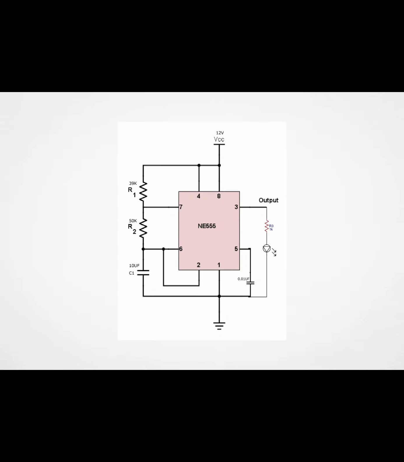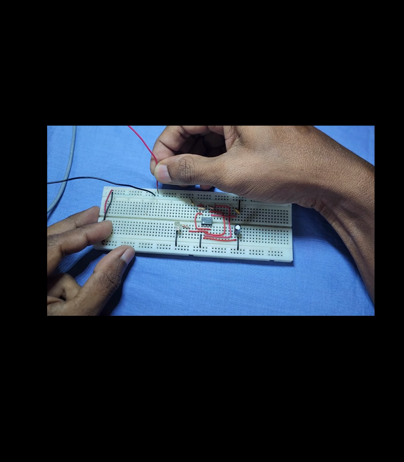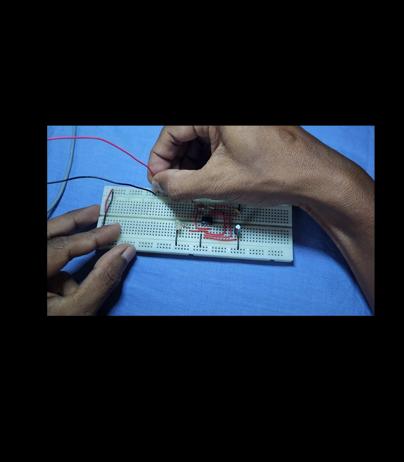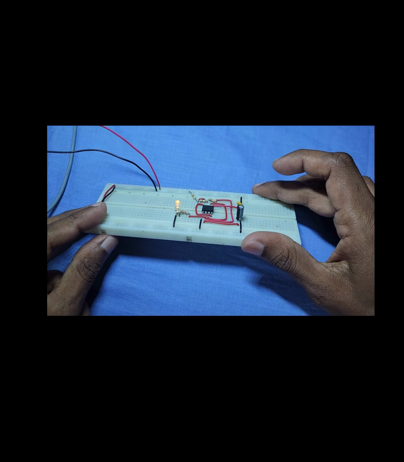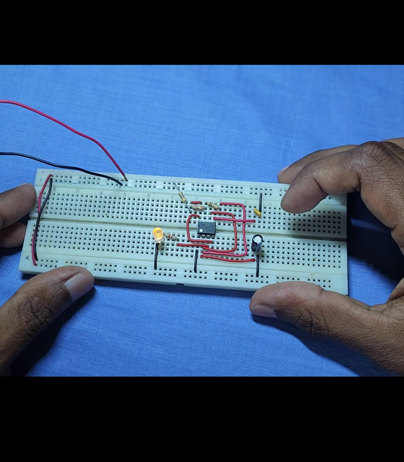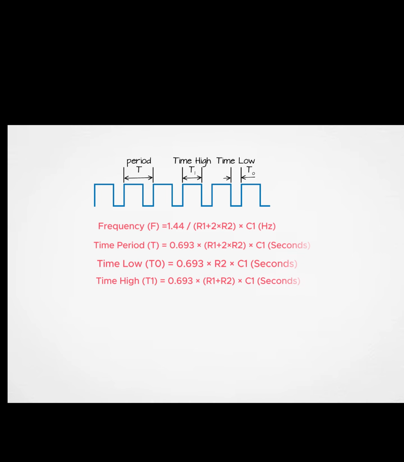Finally, the last mode of operation of this IC is the astable multivibrator, or we can say, an oscillator. It generates a square wave output, which means the output of the IC continuously varies on and off without any external trigger. Let's test the circuit. When I connect the power supply, the LED starts blinking. The frequency of the oscillation can be changed by changing the values of R1, R2, and C1. Here is the equation for calculating the frequency.